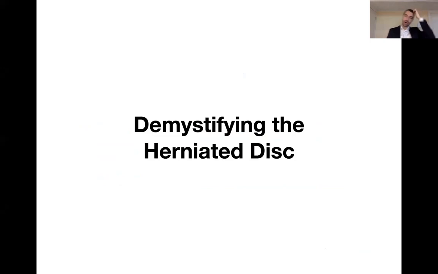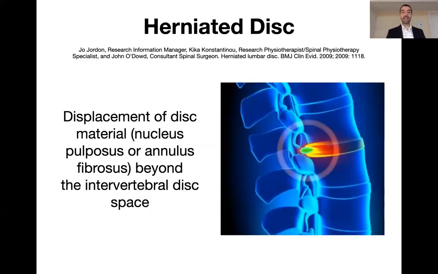So let's start talking about herniated disc, and let's demystify it a little bit, because usually when someone receives the notice from the doctor, okay, you have a herniated disc, for some people it's like life is over, and it's not like that. So let's talk a little about that. What is a herniated disc? It's a displacement of disc material, nucleus pulposus or annulus fibrosus, beyond the intervertebral disc space. So this material goes out of the space of the intervertebral disc.